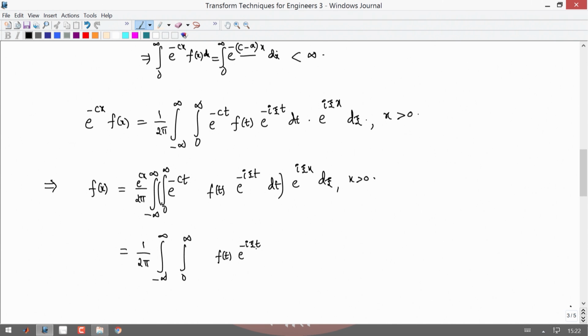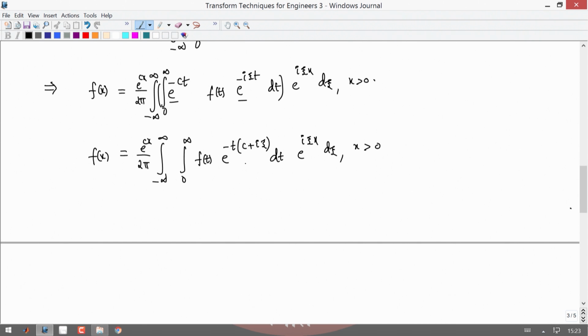So, e power i xi t you take it out. So, f(t) you can write as f(t) times this one and this one, you can put together and write e power minus t, t is common, and you can write c plus i xi, into dt, and you have e power i xi x d xi, x positive. So, this is exactly your f(x), which is e power cx times.